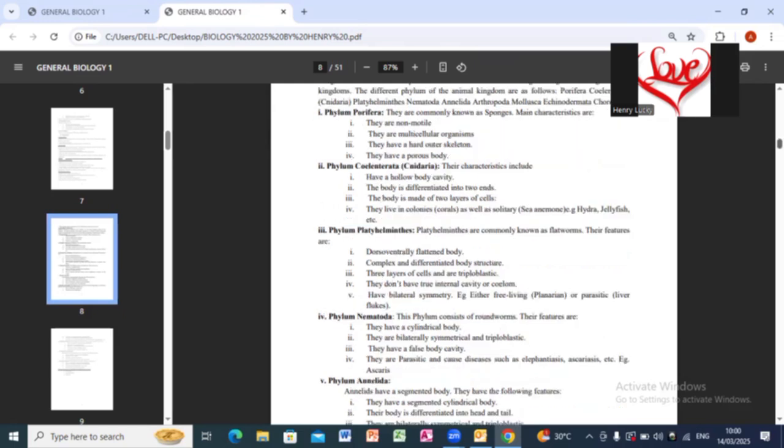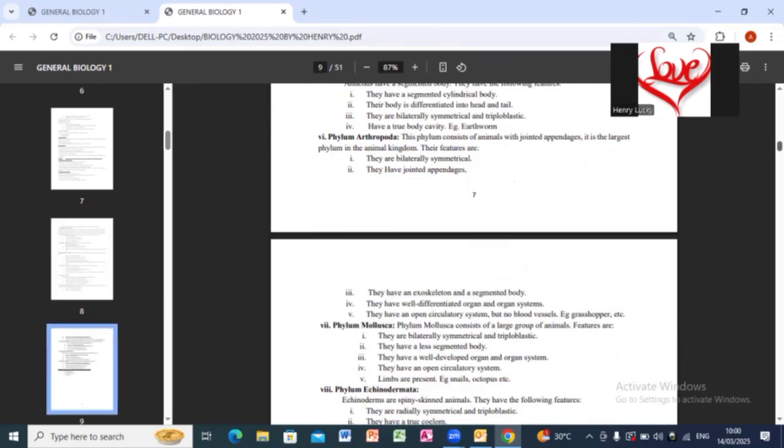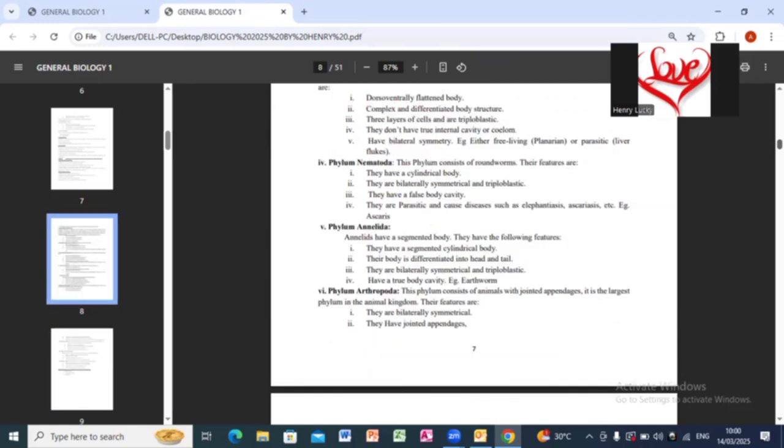The annelids have a segmented body, and that makes them different. They have differentiation in head and in tail. Because they have three body layers, they are bilaterally symmetrical, and they also have a true body cavity. Examples of them are the earthworms and the tapeworms.